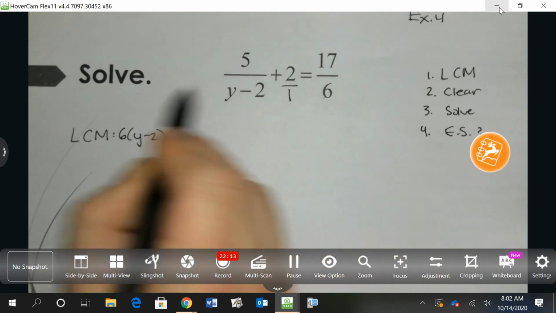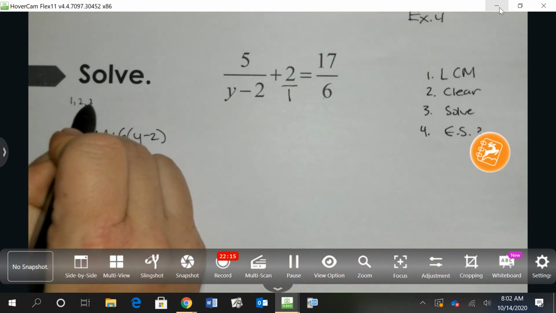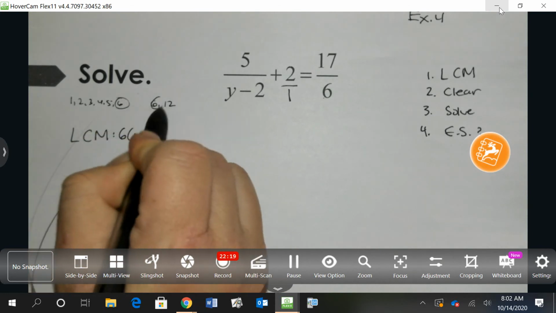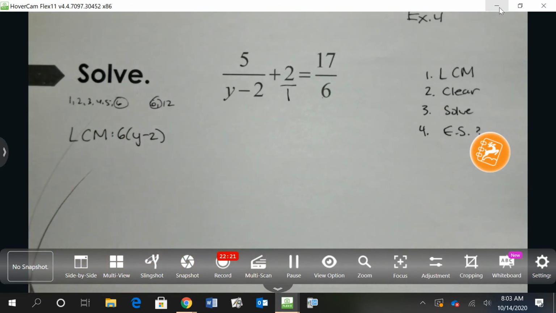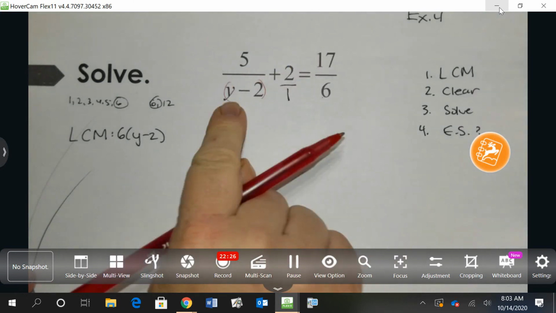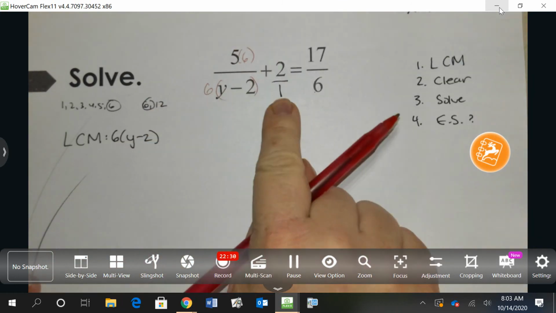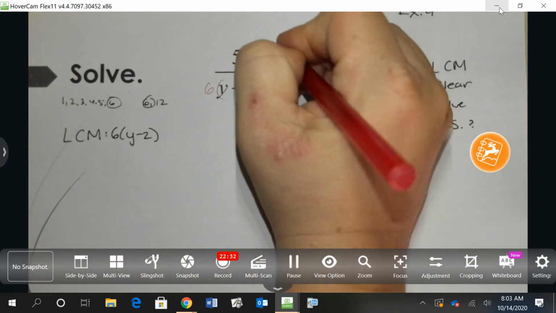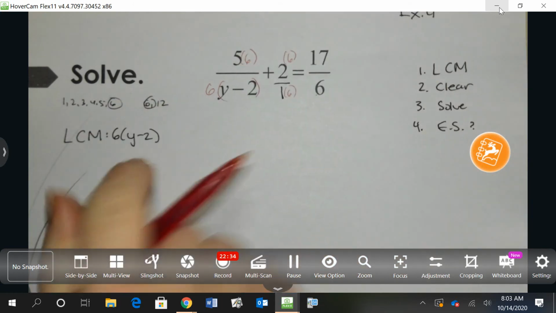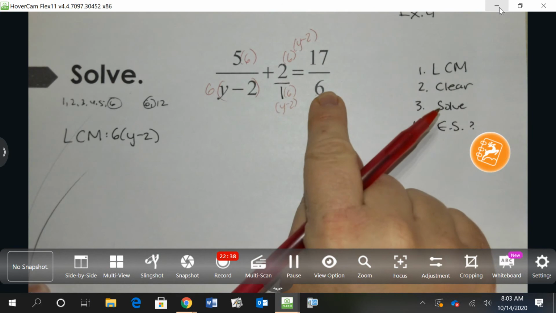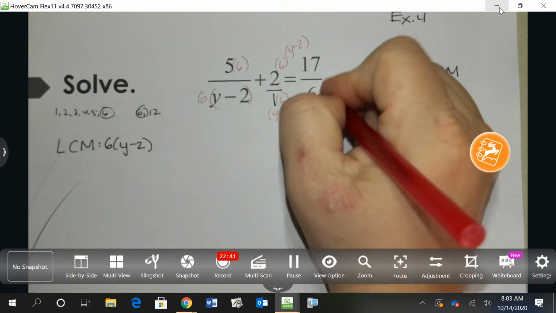1 and 6. Multiples of 1 would be 1, 2, 3, 4, 5, 6. Multiples of 6, 6 and 12. The first number in each list is a 6. So what is this missing? It is missing a 6. What is this missing? 1 times 6 is 6, and it's also missing a y minus 2. This has a 6, it's missing a y minus 2.